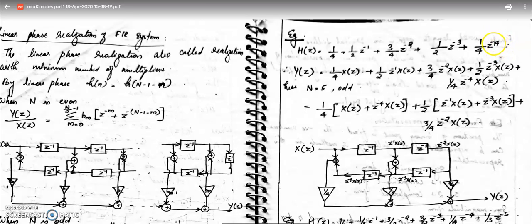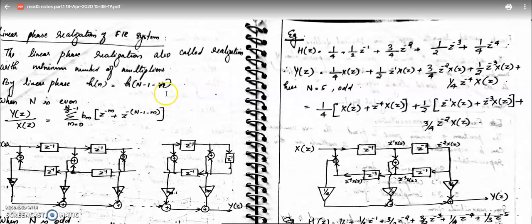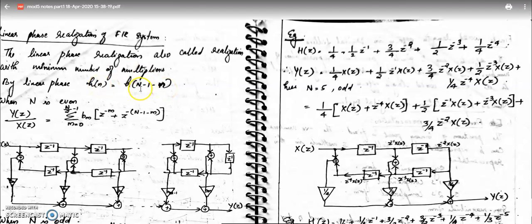So here what we get is N minus 1, N minus 1 is 4, so N is equal to 5. And before implementing it, you have to check whether it is linear phase or not. If it is linear phase, what is the condition? h of n is equal to h of N minus 1 minus n. Here N is equal to 5, 5 minus 1 is 4, check whether it is 4 minus n. That is, h of 0 is equal to h of 4 minus 0. So h of 0 and h of 4 should be equal.